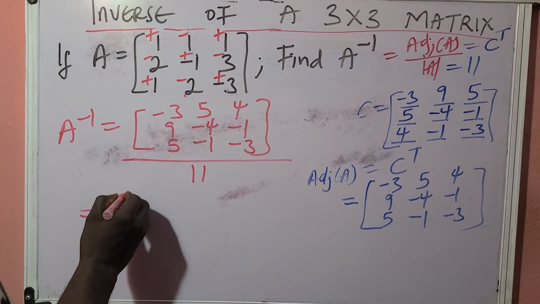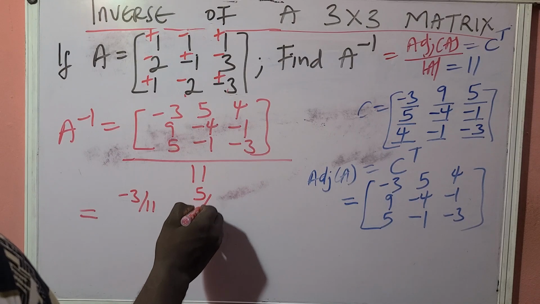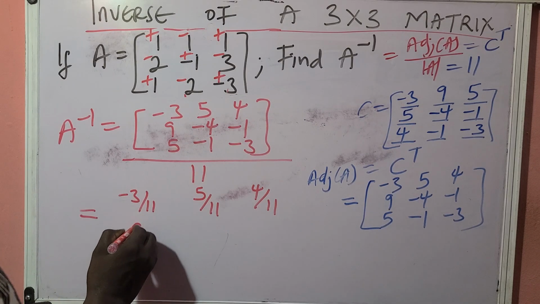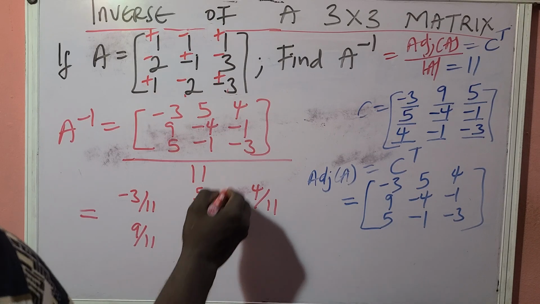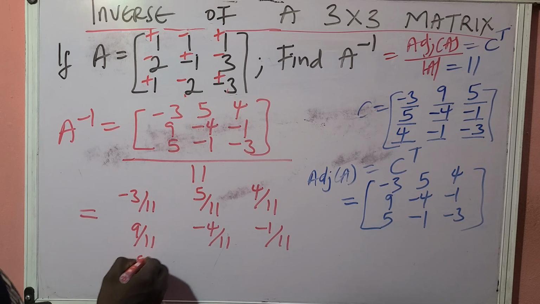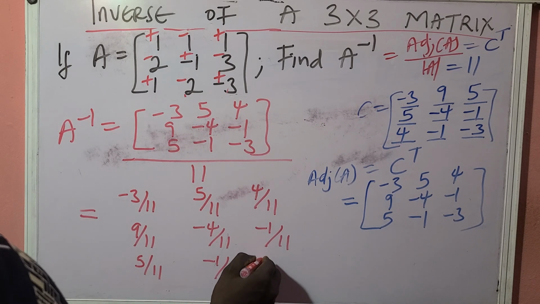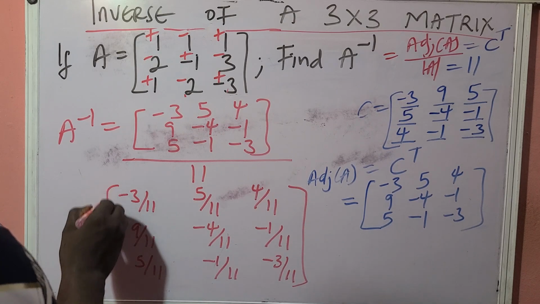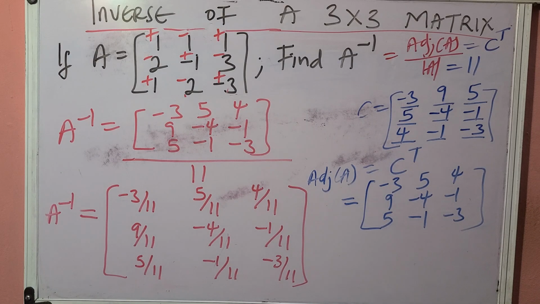So we have minus 3 over 11, 5 over 11, 4 over 11, 9 over 11, minus 4 over 11, minus 1 over 11, 5 over 11, minus 1 over 11, and minus 3 over 11. And this way we have successfully gotten the value for our inverse of matrix A.